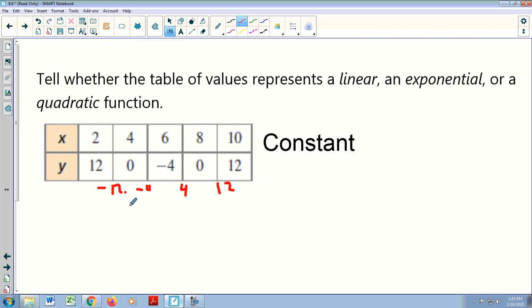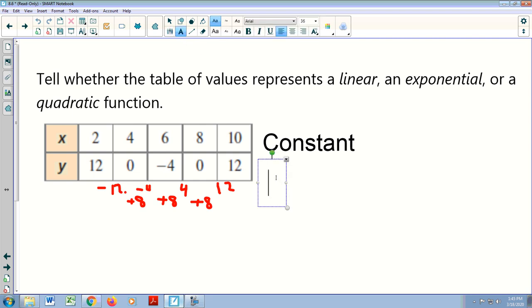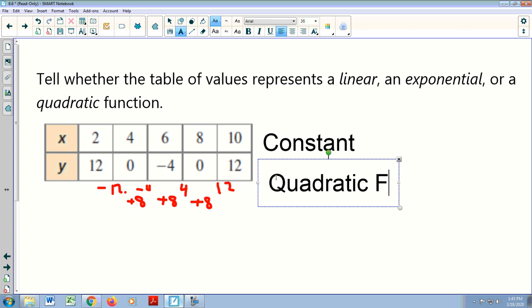-12 to -4 is +8. -4 to 4 is +8. 4 to 12 is +8. So that tells me that second difference is the same. So that tells me this is a quadratic function.